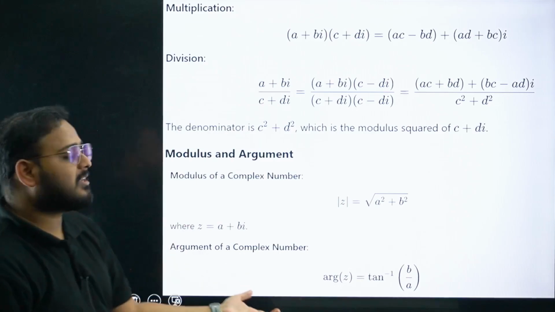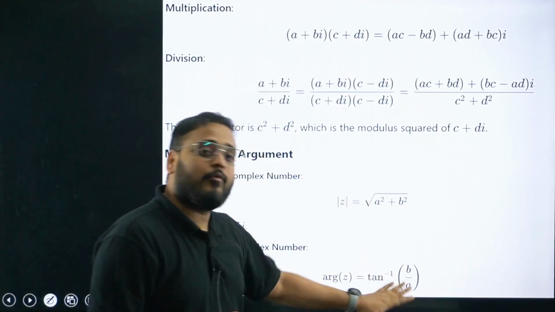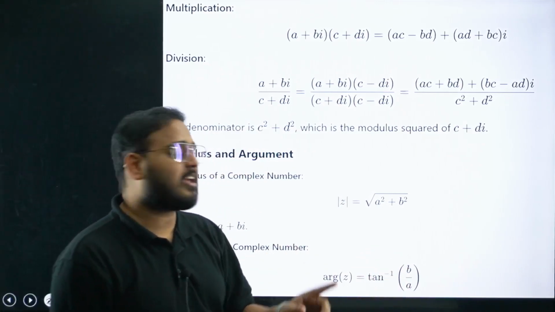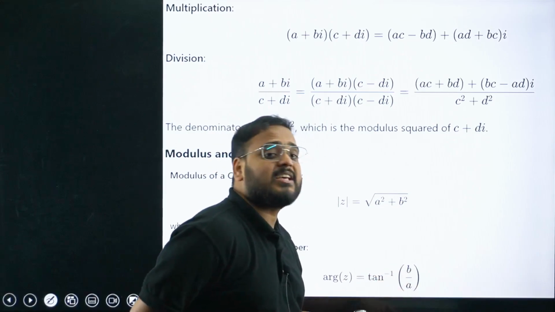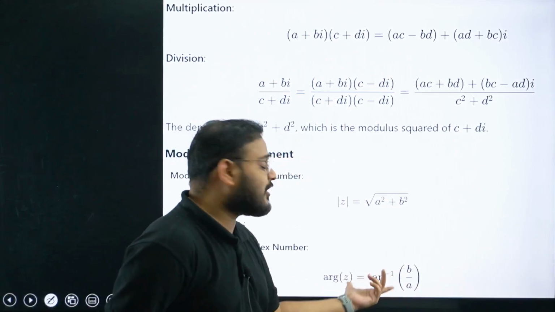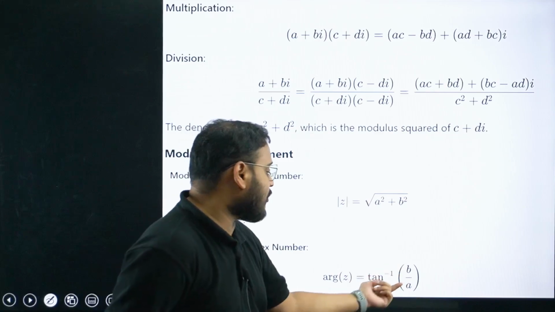What is that, bacha? Argument is given by tan inverse of b by a. And one more thing, finding this has to be very, very careful. Look for which quadrant this b and a is falling in, right? Based upon that, you'll have a negative and positive sign. So you have to be very sure with the quadrant rule.